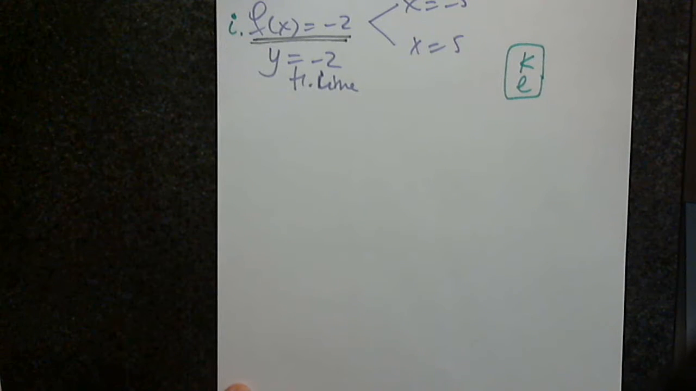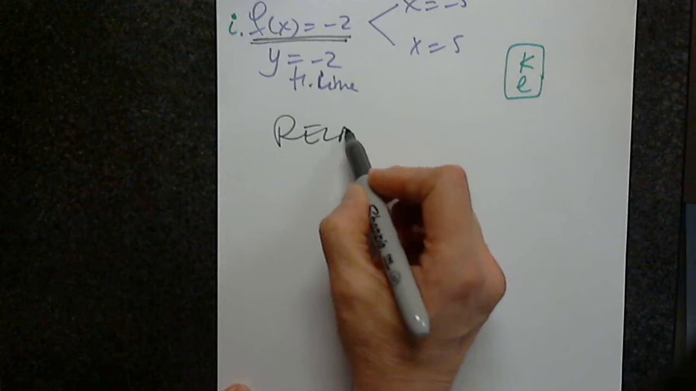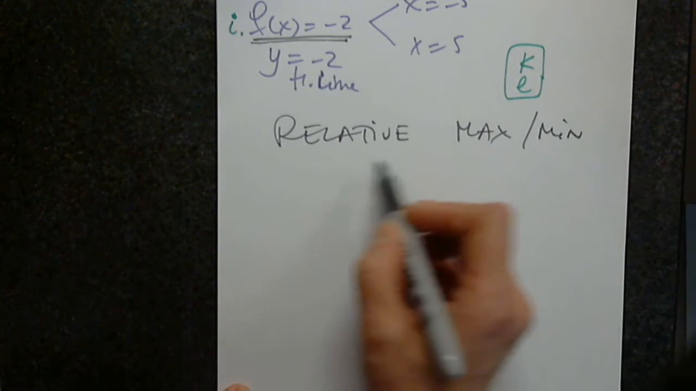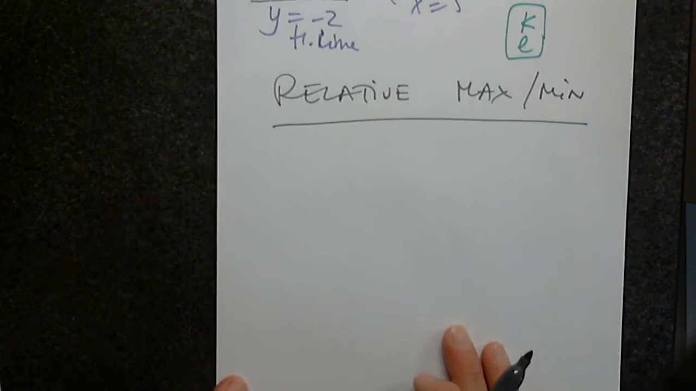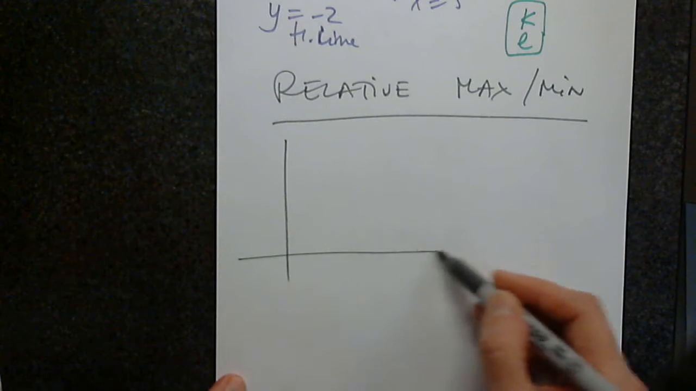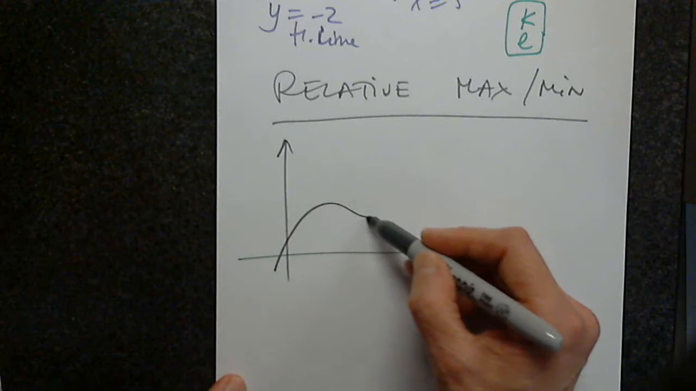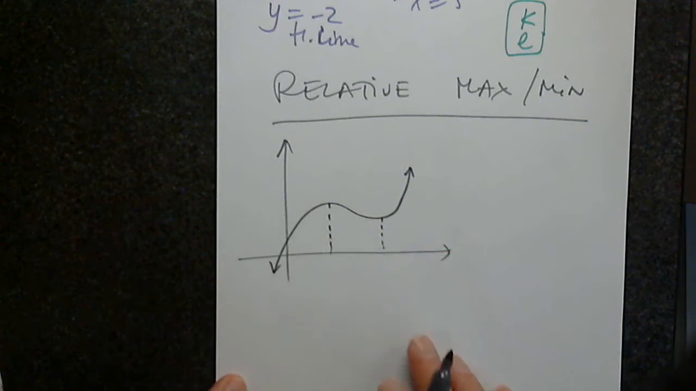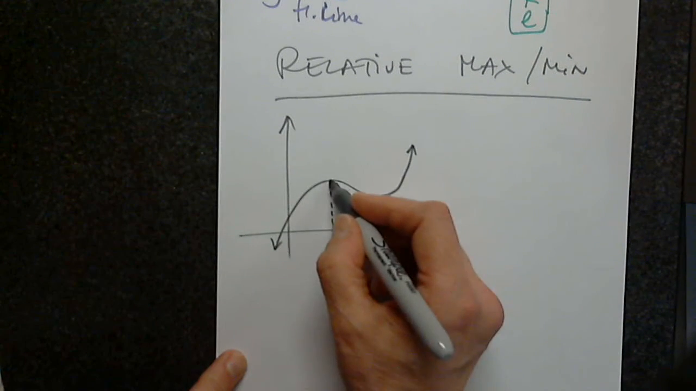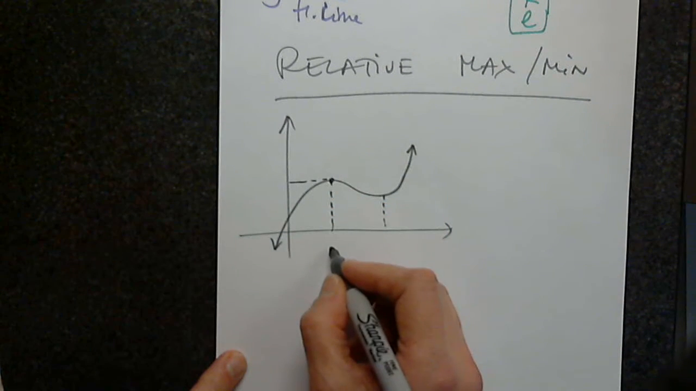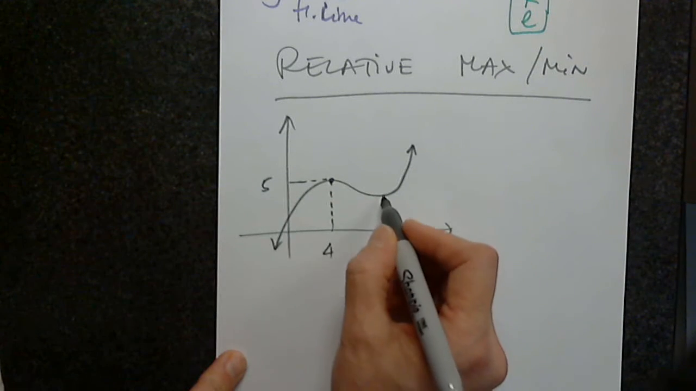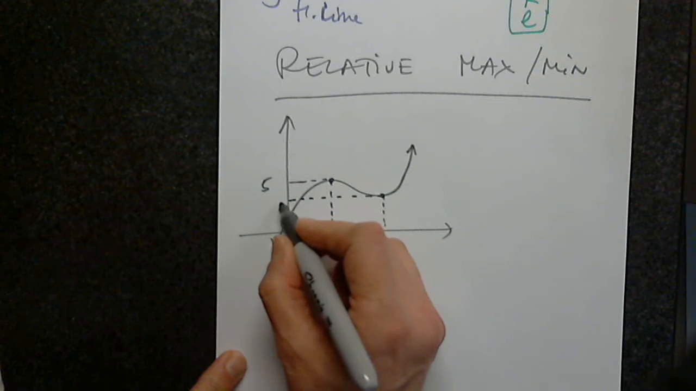Here's a new concept that we haven't discussed before. You may have seen it before or not. It's called relative max or min. So here's a graph of a function. We're going to see this graph in chapter 3. I'm going to just put some values here. I'm going to say 4 and 5, 10, and 4.